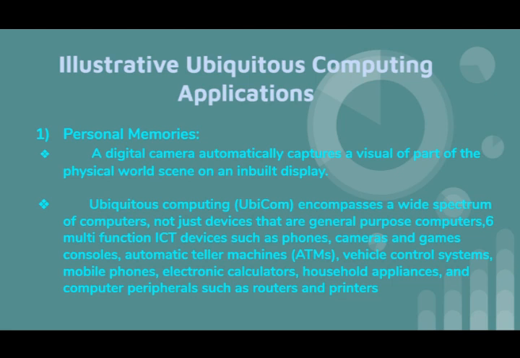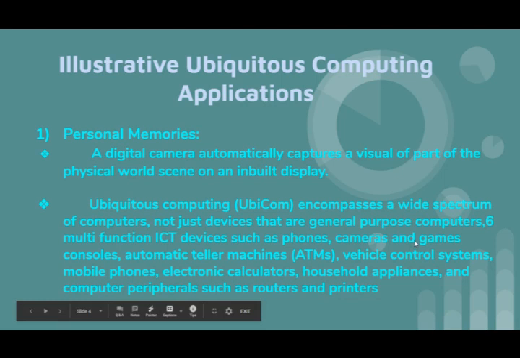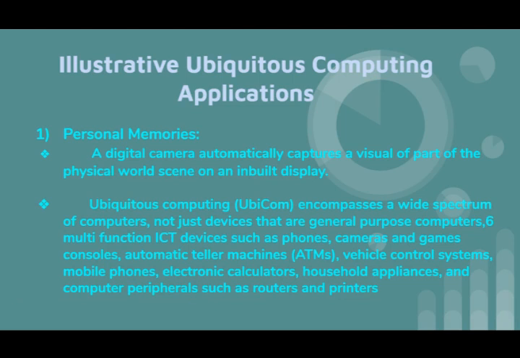Okay, the second point: I have given you different points like phones, cameras, and game consoles, automatic teller machines, vehicle control systems, and mobile phones. This is also ubiquitous computing applications regarding personal memories, because everyone has their own memory and uses it to understand ubiquitous applications. So just keep in mind, when you get a topic like illustrative ubiquitous applications, you should focus on personal memories.